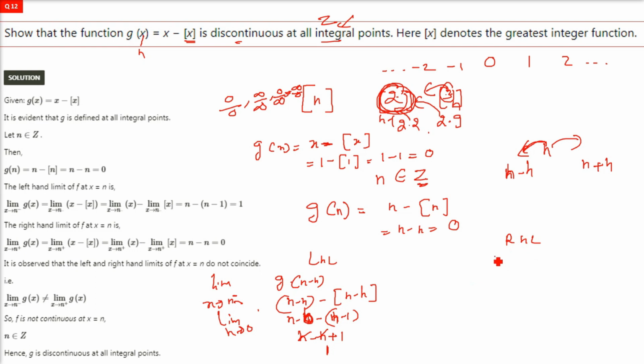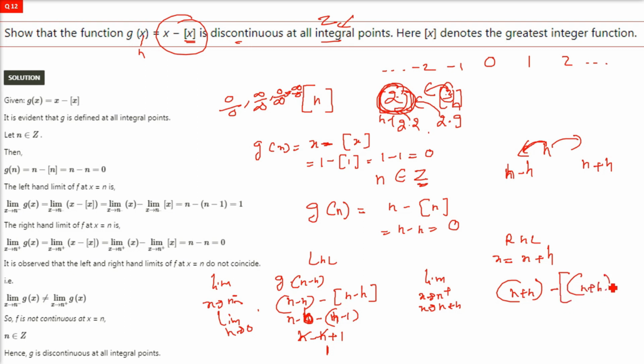Let us come on to the right hand limit. What is the right hand limit? x equals n plus h. In place of x, replace it by n plus h. So you have limit x tends to n plus, or you can write limit h tends to 0, it's up to you. So this is x minus gif of x. I'll replace x by n plus h. So n plus h minus gif of n plus h.